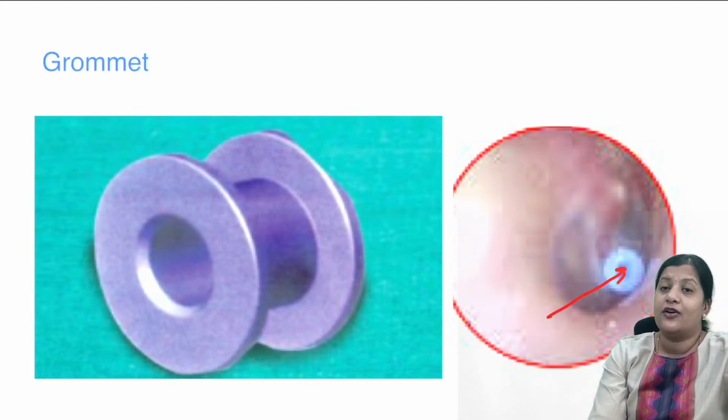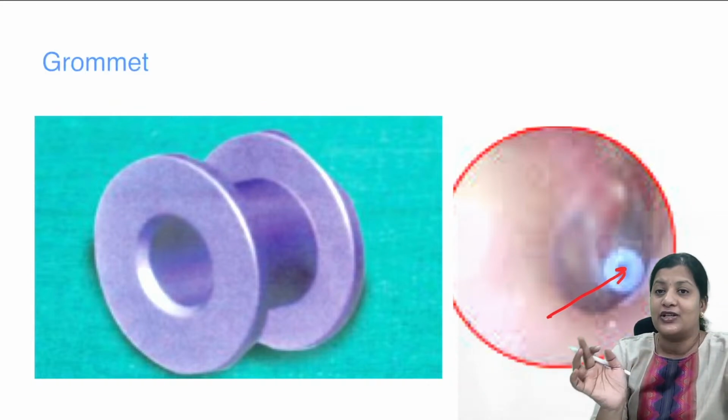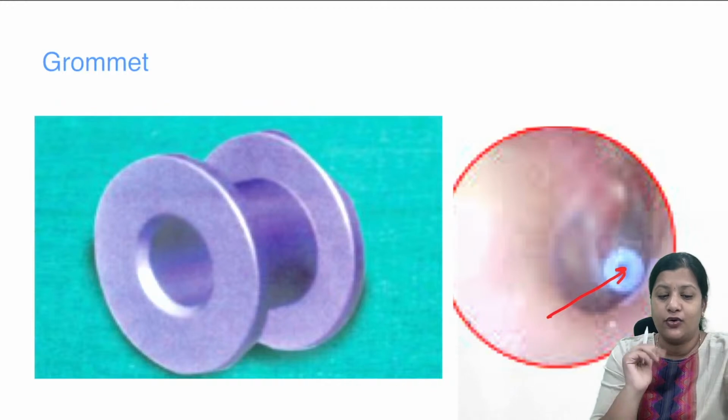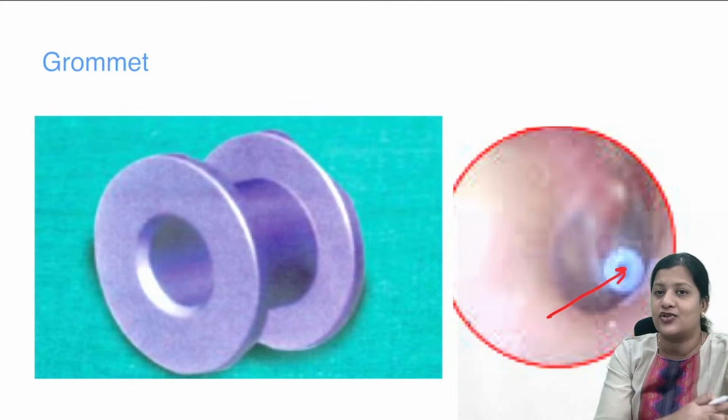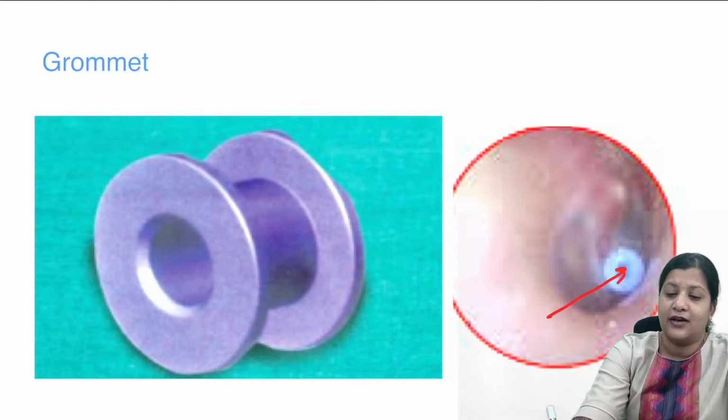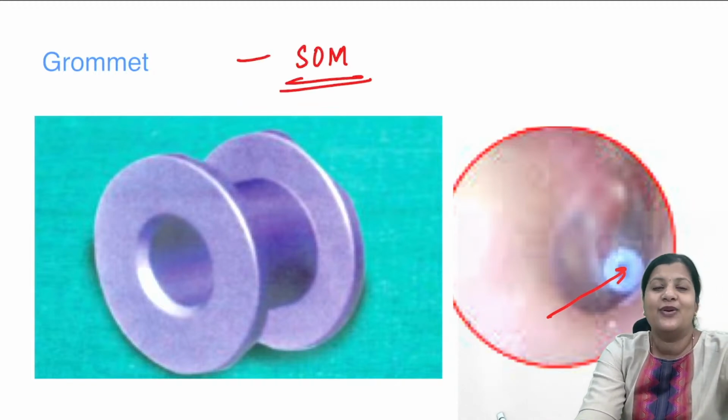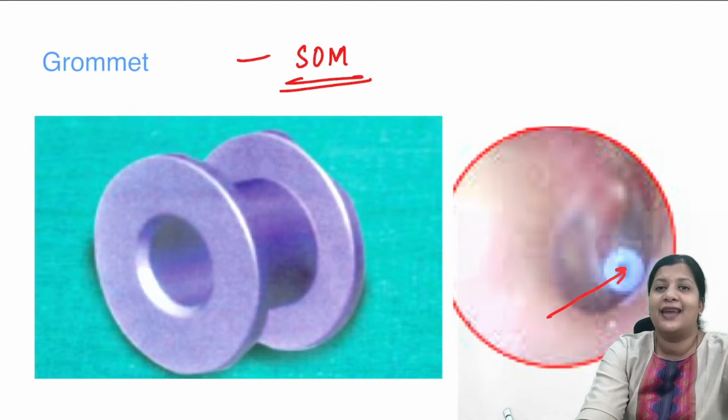Now you tell me, is Grommet done for both ASOM and SOM or only for SOM? Where do you do a Grommet? Quick. In both the conditions ASOM and SOM, or is it done only for patients with SOM? Yes, very good. This is done only for patients with serous otitis media. The Grommet usually falls off by itself between 3 to 6 months. If it doesn't fall off, then you will have to do a manual removal of the Grommet. So I think this is also clear.